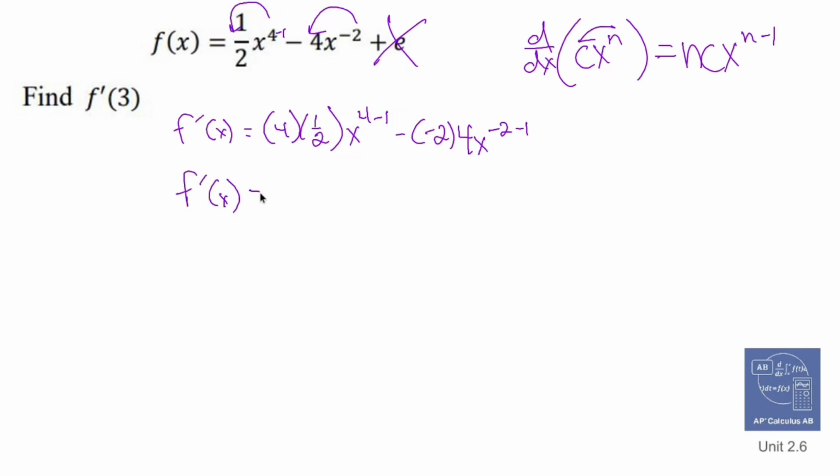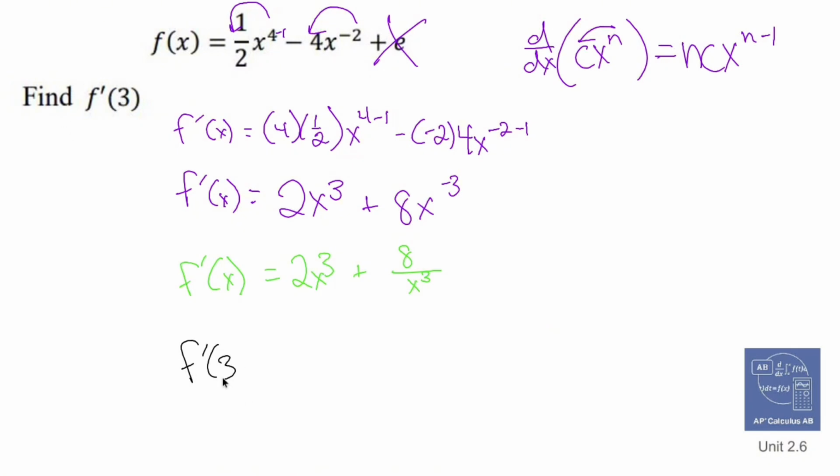F prime of x is going to equal 4 times a half is 2. 4 minus 1 is 3. Negative times a negative times 2 times 4 is going to be positive 8 x to the negative 3rd. Now, let's clean this up just a teensy bit more. Let's just make this 2x cubed, and we'll drop that negative exponent to the bottom and make it x cubed. Am I done? Nope, because my job is to find f prime of 3.